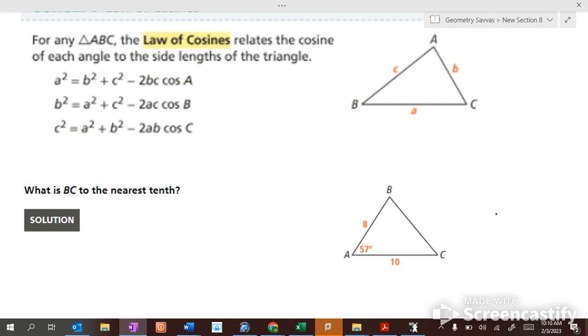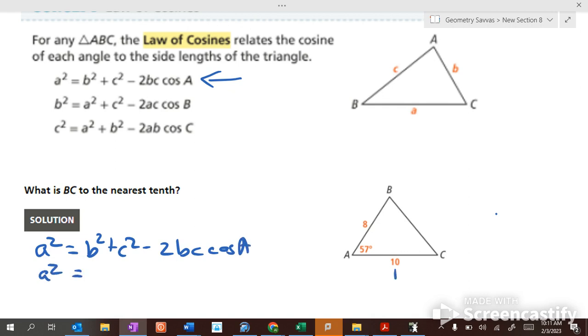Okay. But you can use law of cosines. Now, since angle A has my letter, then I'm going to use this law of cosines. Okay? Because angle A is involved. So, how do you do it? Well, a squared equals b squared plus c squared minus 2bc cosine of A. You just fill in the letters. A squared equals, b is opposite of b, a is opposite of a, c is opposite of c. So it would be 10 squared plus 8 squared minus 2 times 10 times 8 cosine of 57 degrees.